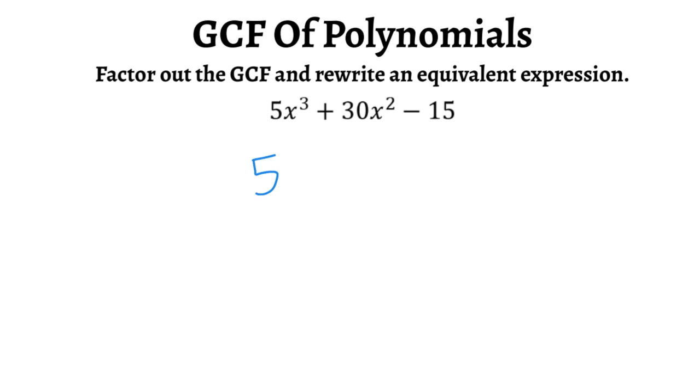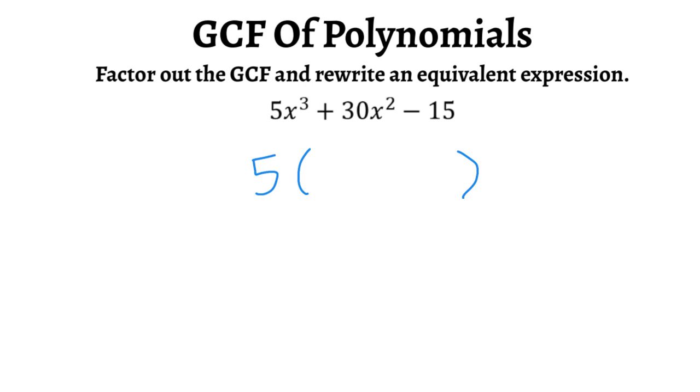What about variables? Do they all have the same variable in common? This has an x, but this one does not have an x. So I cannot factor an x out of all 3 terms, just the number. So once I have the GCF, I'm going to multiply it by something. And all I'm really doing is dividing each term by 5.